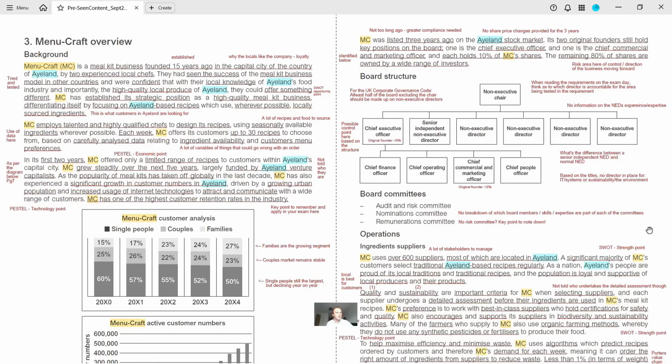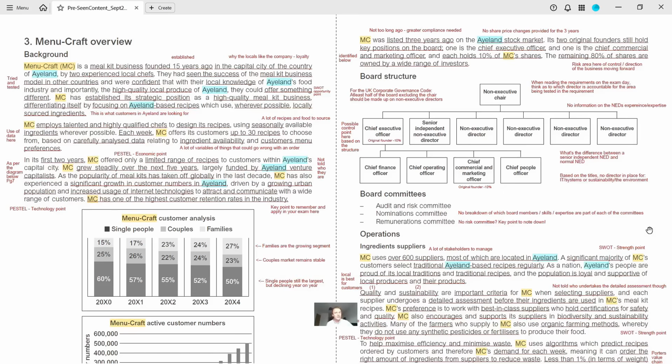Then we're told that MenuCraft has established its strategic position as a high quality meal kit business, differentiating itself by focusing on Ireland-based recipes which use, where possible, locally sourced ingredients. So there are other opportunities to take that potentially internationally, and this is what customers in essence in Ireland are looking for when they are looking for an actual meal kit provider.